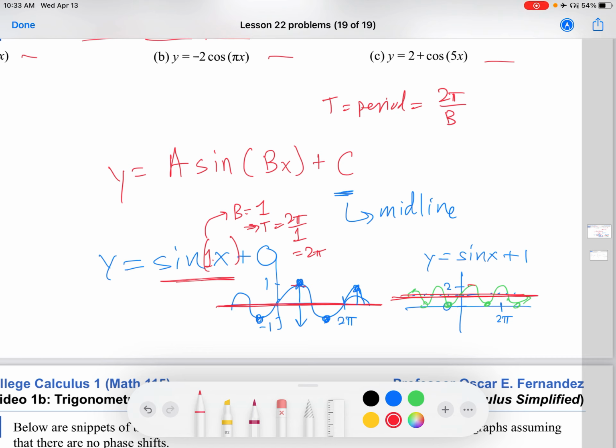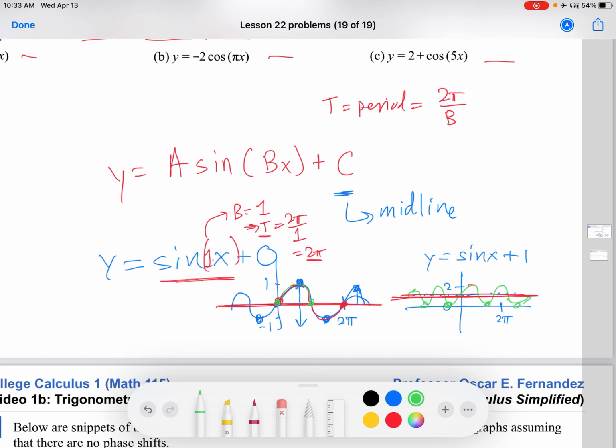So what does that mean? What does it mean for my period to be 2 pi? Well, it means that if I start at x equals 0, I have to go 2 pi units before the graph repeats a full cycle. And you can see that here. I start here, I go up, I go down, and then eventually after 2 pi I get back to where I started.